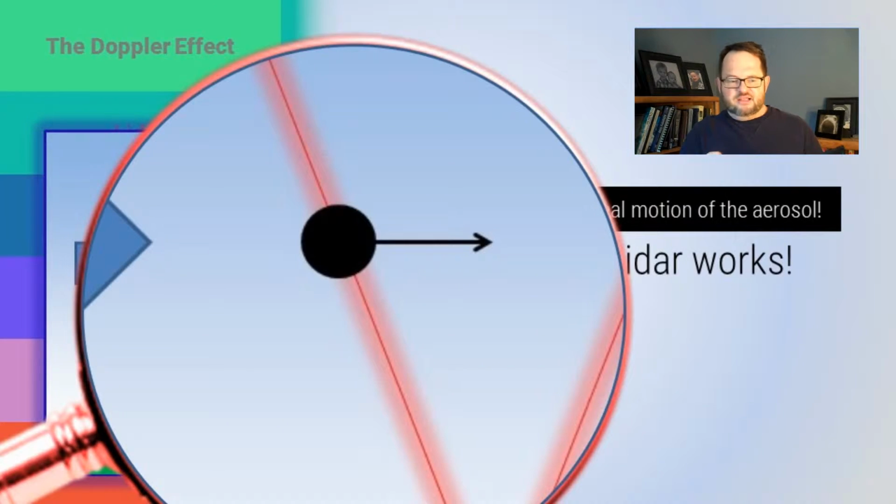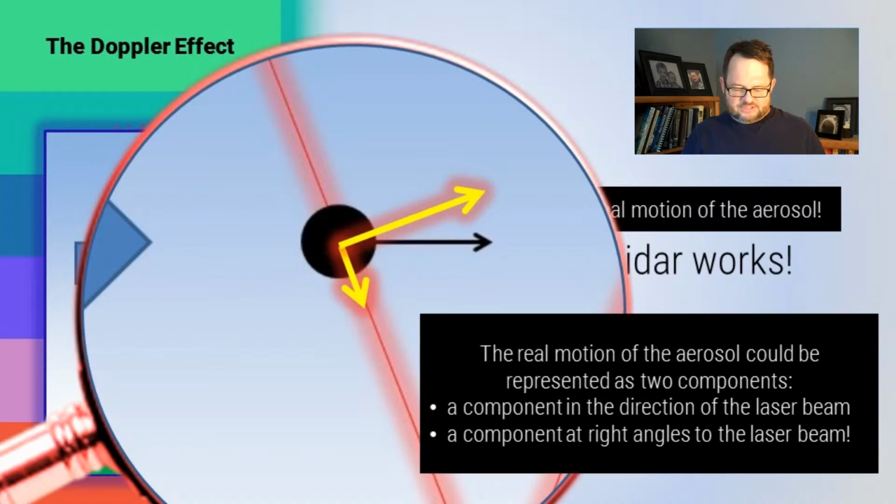Now I'm going to use my little magnifying glass tool to zoom in here on that little dust speck right there. And that black arrow that's on there is the true motion of that dust aerosol, and therefore the wind. But that's not actually what we're seeing. I mean, we could take that motion there, that black arrow, and we could partition it into 2 component vectors. One being in the direction of the laser beam itself, along the line of sight of the laser beam. That's that short yellow laser arrow right there. And the other is the cross-track component that is perpendicular to the laser beam itself.